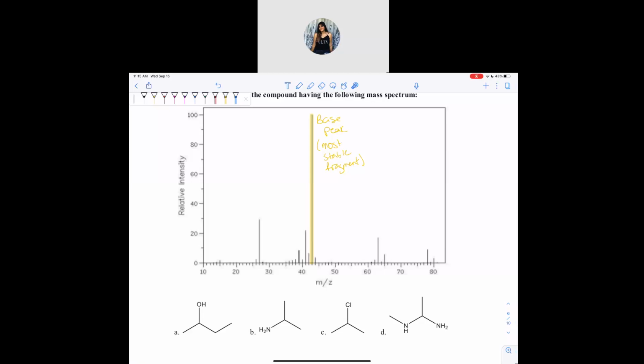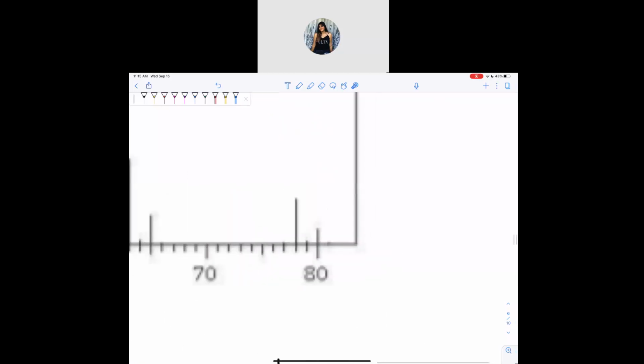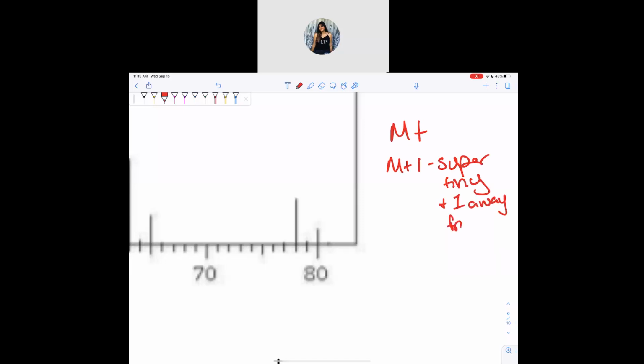Now, where some students tend to have trouble is figuring out what's the M+, M+1, M+2 kind of deal, right? And so, like I told you guys, we're going to zoom in all the way to the right side of the spectrum. We know that our M+ peak is going to be the tallest on the left, right? It'll be either the second to last or third to last one. Our M+1 is super tiny and 1 away from M+. And our M+2 could be variable, but we don't always have to have it, right?